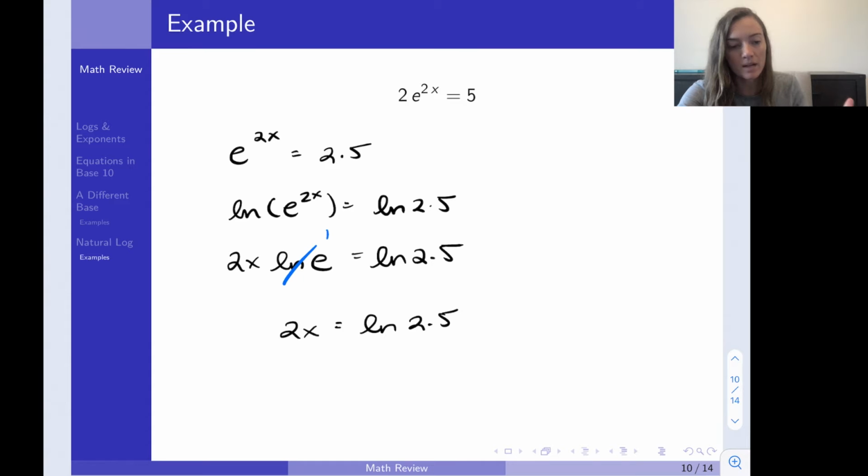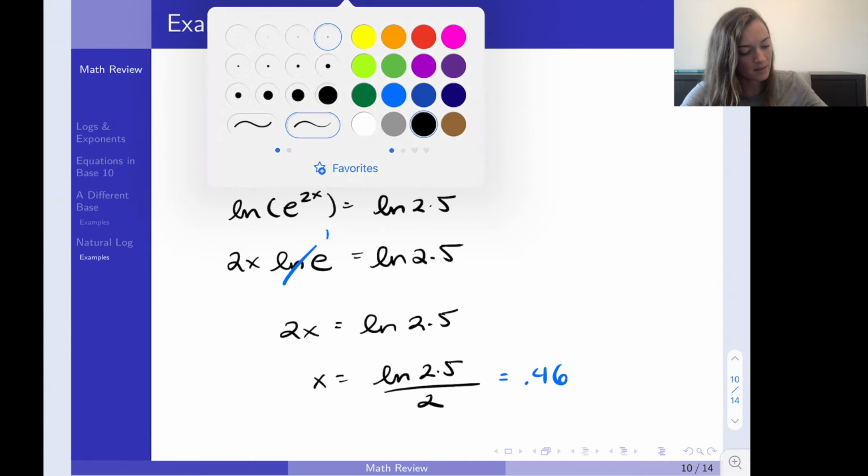And now we can just divide by 2 and plug that into our calculator. So it's important here, you want to take the natural log of 2.5 and then divide by 2. You don't want to divide 2.5 by 2 and then take the natural log. So it's very important, make sure you keep your order of things correct. So we take the natural log of 2.5 and then divide by 2, and we get 0.46. So x is equal to 0.46.